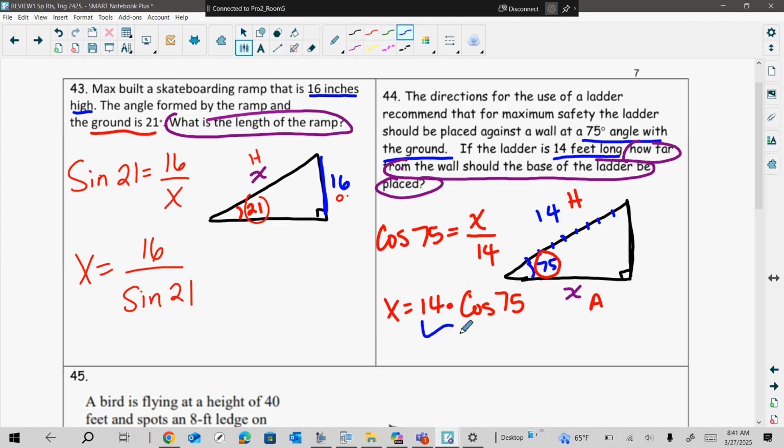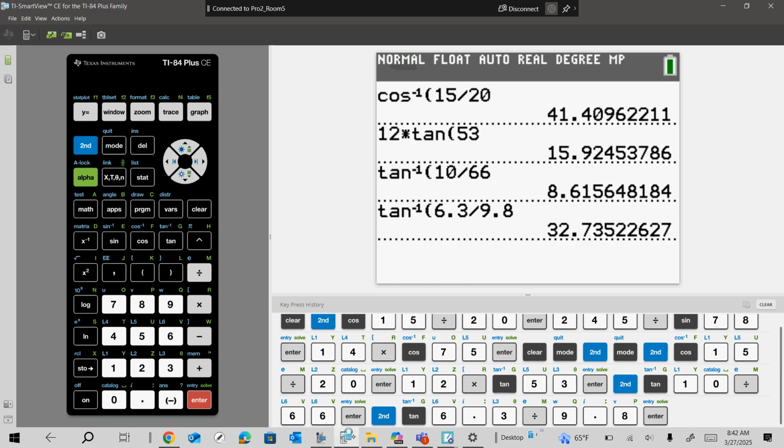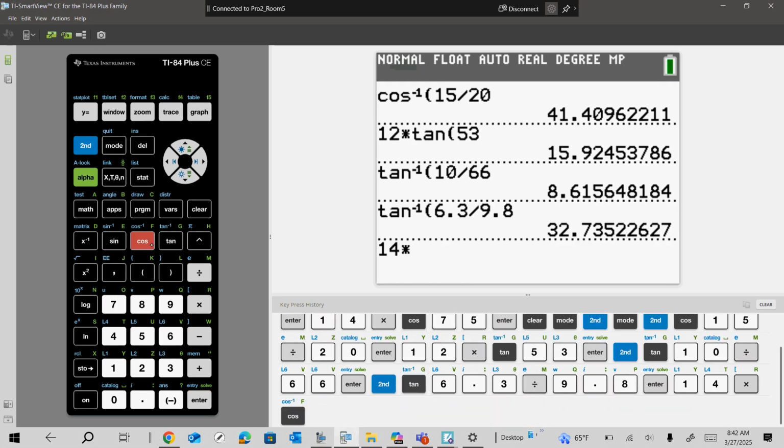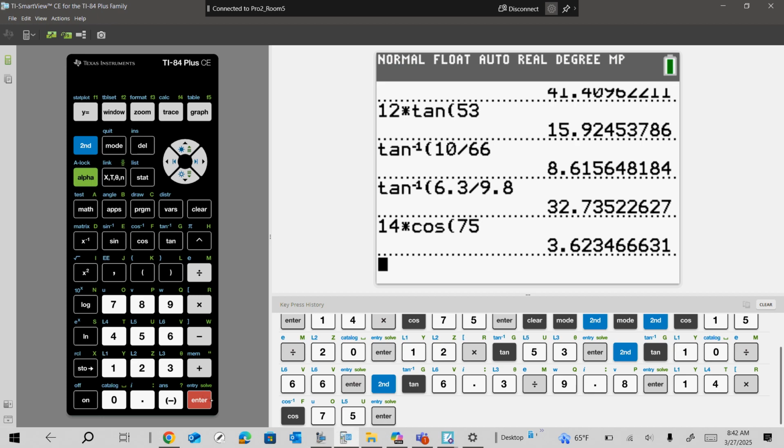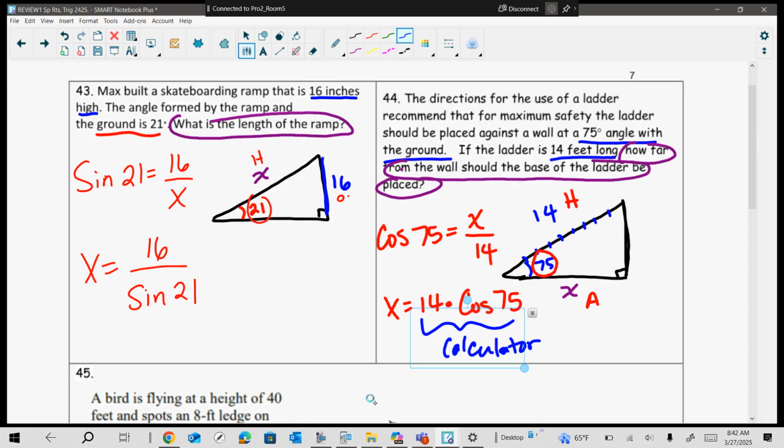And this is the part that goes in the calculator that you need to show so that you can still receive full credit if you make just a typing error or something like that. So we're going 14 times the cosine of 75, 3.6, yes, okay.